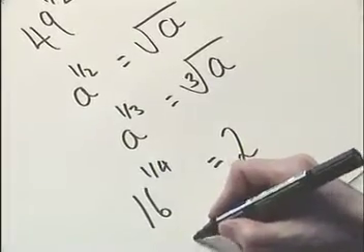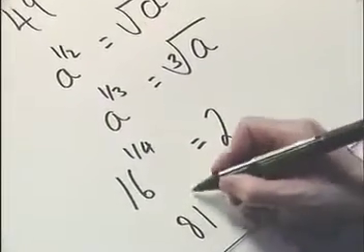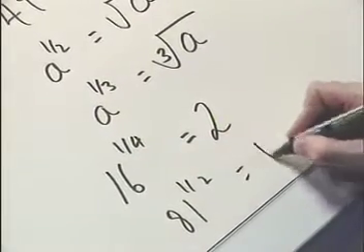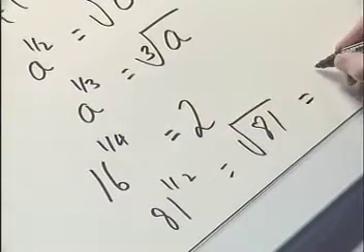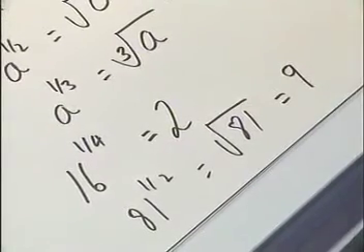What about 81 to the half? Well, that's the square root of 81, and the square root of 81 is 9.